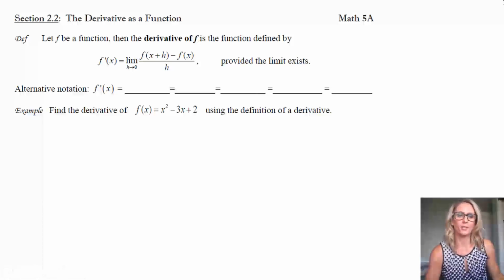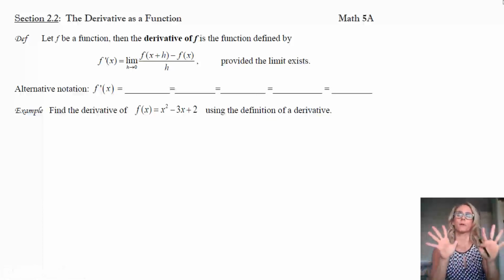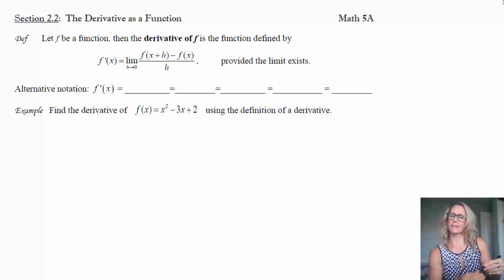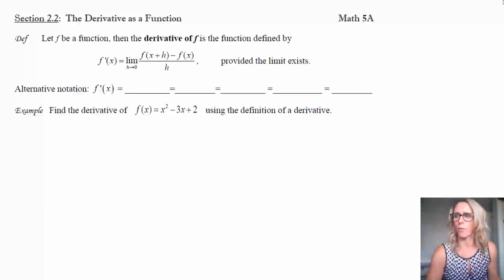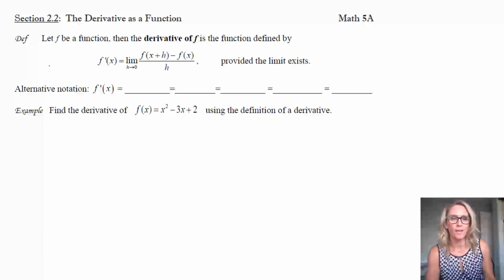So here we are in section 2.2, the derivative of a function. This is a big deal, everyone. This is a big deal. This is like the thing here of Calc 1. So we have a function, and so the derivative of that function is defined by this.